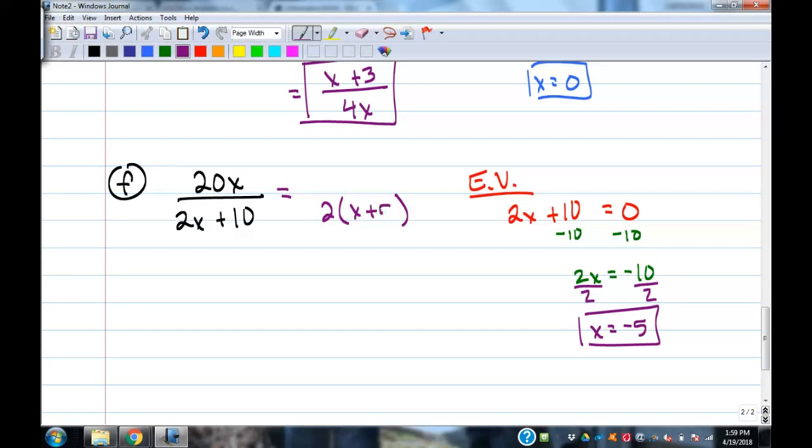X plus 5. On the top, we got 20 times x. We normally just say 20x. Right. Because they're factors, they're multiplied. So 2 goes into itself 1 time, into 20 10 times. Yeah. Good job. 10x over x plus 5.